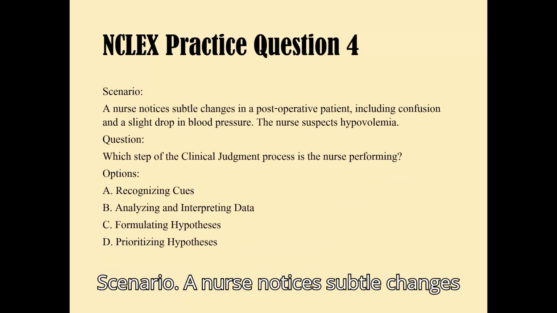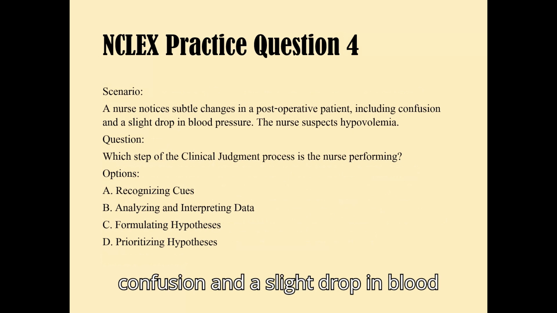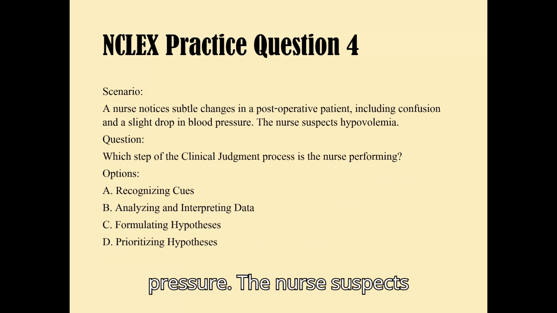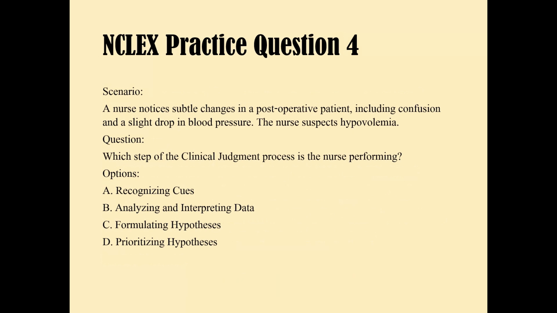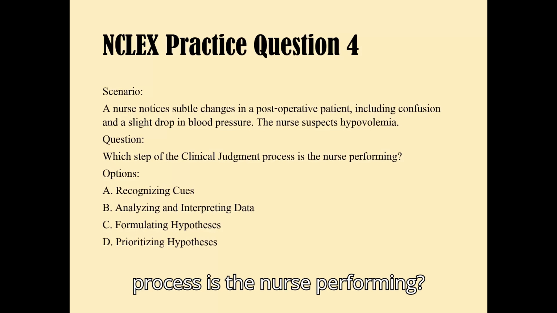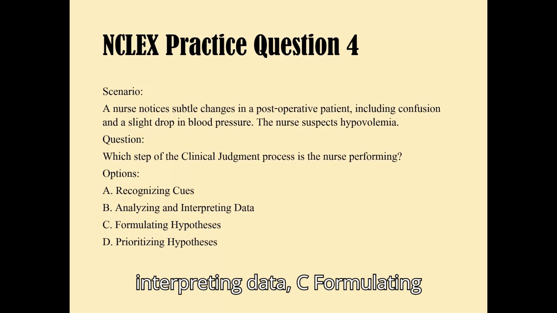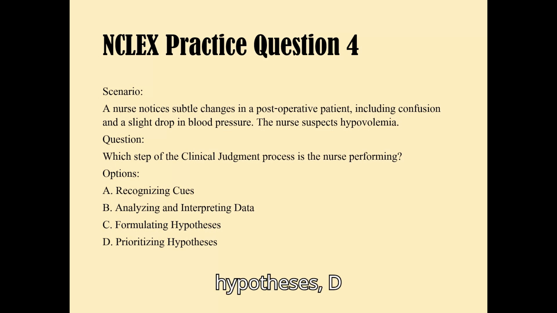Scenario: a nurse notices subtle changes in a postoperative patient, including confusion and a slight drop in blood pressure. The nurse suspects hypovolemia. Question: which step of the clinical judgment process is the nurse performing? Options: A. Recognizing cues. B. Analyzing and interpreting data. C. Formulating hypotheses. D. Prioritizing hypotheses.